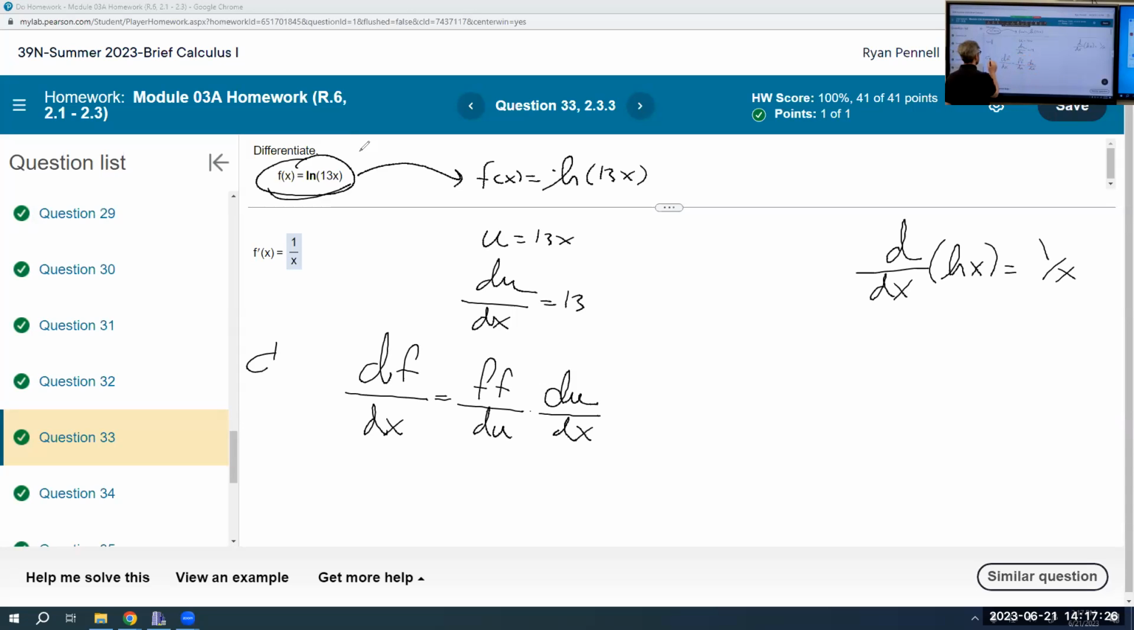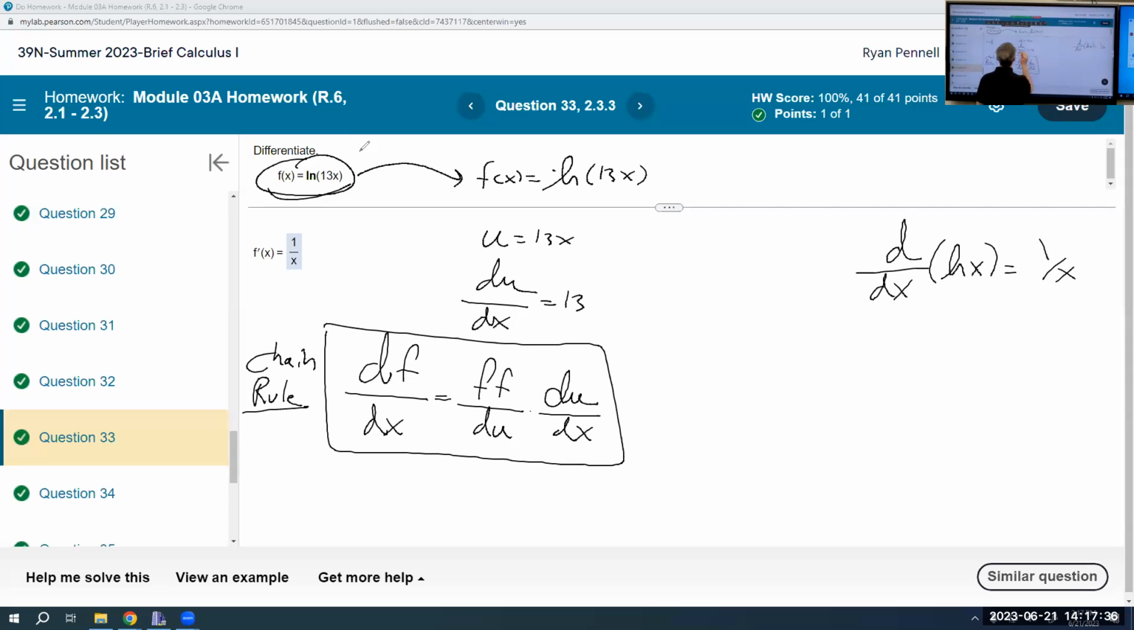So this is chain rule. What is df/du? 1 over u. What is u? 13x. So that means this equals 1 over 13x times 13.